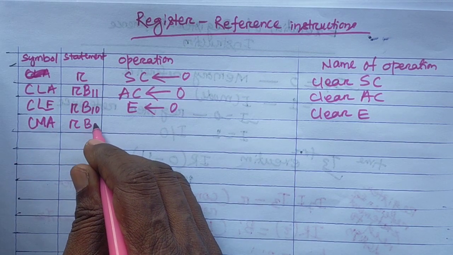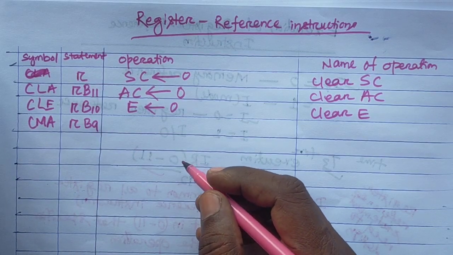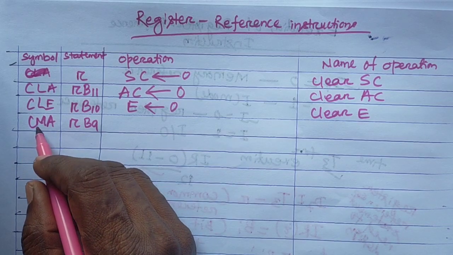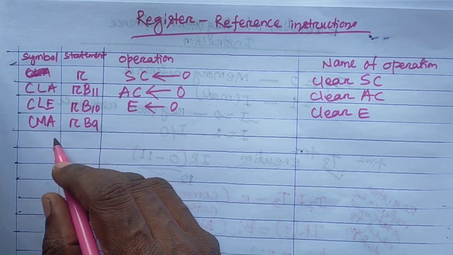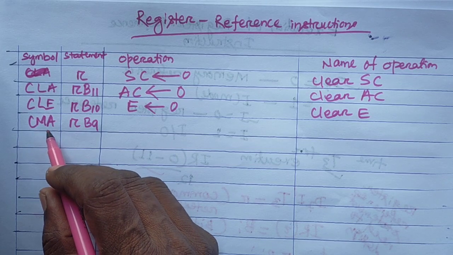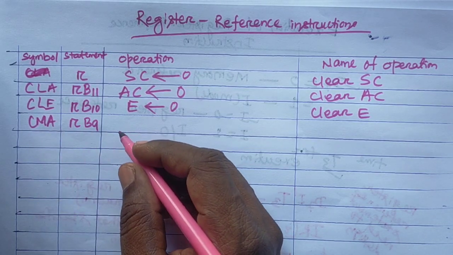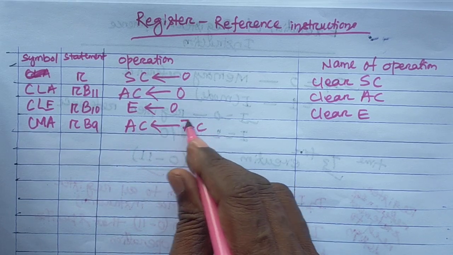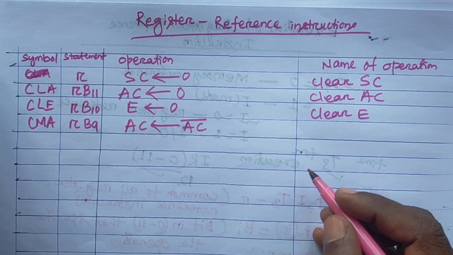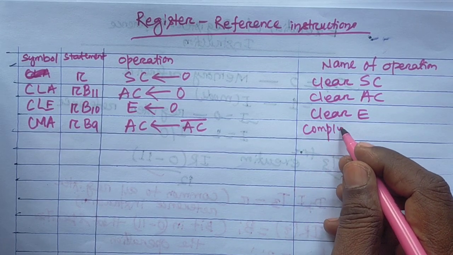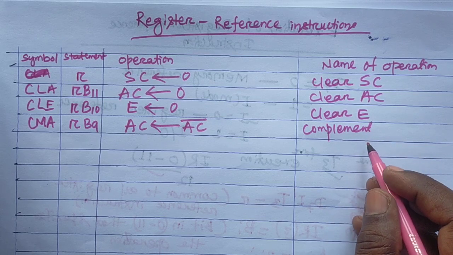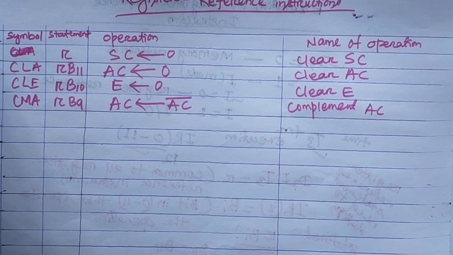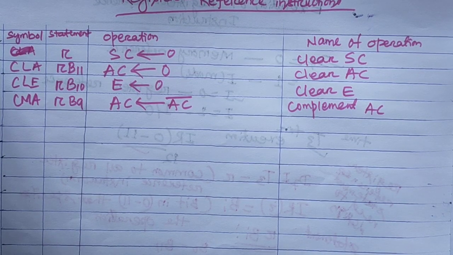Okay, next is CMA, here RB9. CM actually means complement, and A means accumulator. So complement of A, very simple. If you design the accumulator in this way, the complement is assigned to the accumulator. So we can write complement SC. In this very simple way we can also consider it.